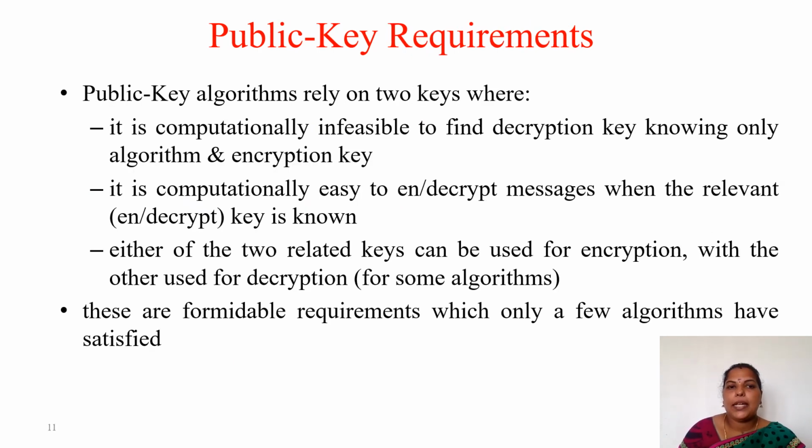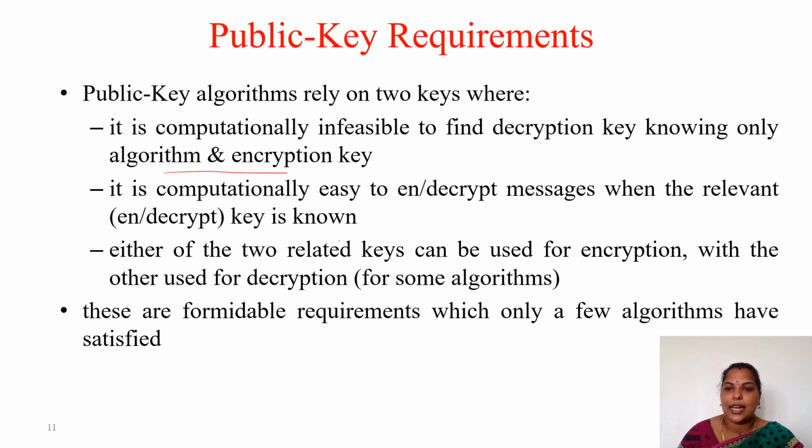So coming to the public key requirements, public key algorithms rely on two keys. It is computationally infeasible to find the decryption key knowing only the algorithm and the encryption key, and it is computationally easy to encrypt or decrypt the messages when the relevant key is known. Either of the two related keys can be used for encryption with the other used for decryption. These are formidable requirements which only a few algorithms have satisfied.